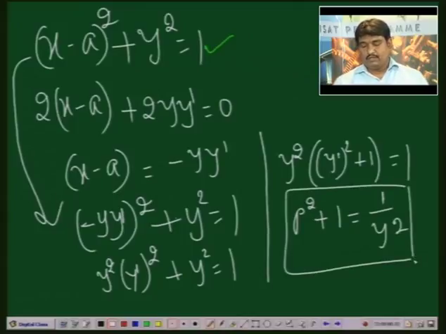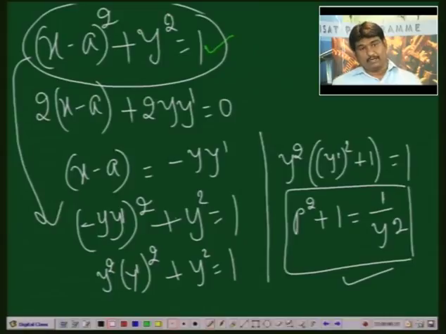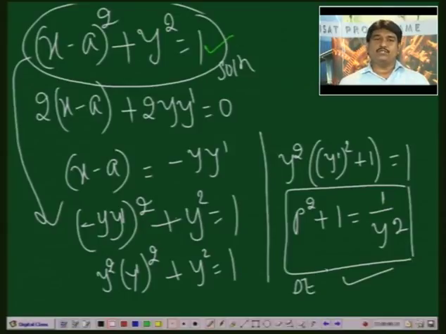This is a non-linear differential equation because the degree is 2, p squared. It is a non-linear differential equation of first order. P is present, which is dy by dx, the first order derivative, and p squared means the degree is 2. So it's a non-linear differential equation of first order, p squared plus 1 equals 1 by y squared. I have formed this using (x minus a) whole squared plus y squared equals 1. That means this is a solution of this differential equation. So the solution (x minus a) whole squared plus y squared equals 1 is a solution of the differential equation p squared plus 1 equals 1 by y squared. This is the formation of the differential equation.